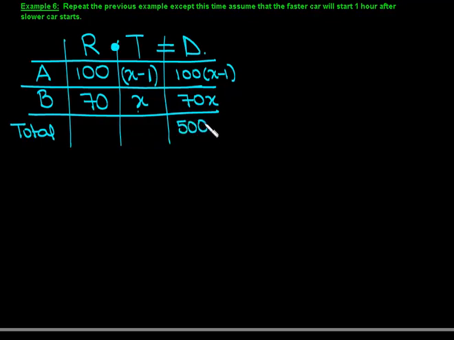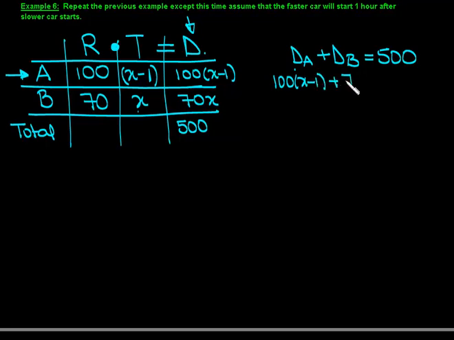Even though the faster car started an hour later, it's still going to cover the same distance together with the other car. It's going to cover 500 miles. So we know that the distance traveled by car A plus the distance traveled by car B should equal 500. That should be my total distance. Distance traveled by car A, this is my distance column here. This is my car A row. Should be 100 times (x minus 1) plus distance traveled by car B, 70x, is equal to 500.